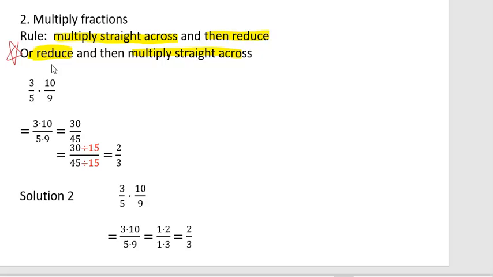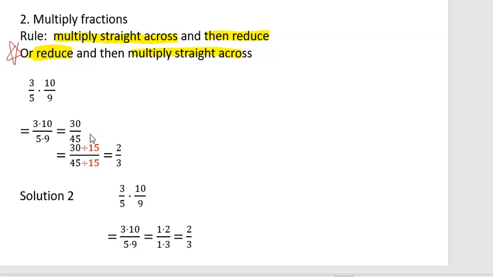So the first solution, you would just go ahead and multiply the top number times top number, 3 times 10, the bottom number times the bottom number, 5 times 9. That gives us 30 over 45. And after that, we use what we just learned previously, how to simplify fractions. You find what they both have in common, that they both have 15 in common. So we would divide both of them by 15. So that gives us 2 over 3.